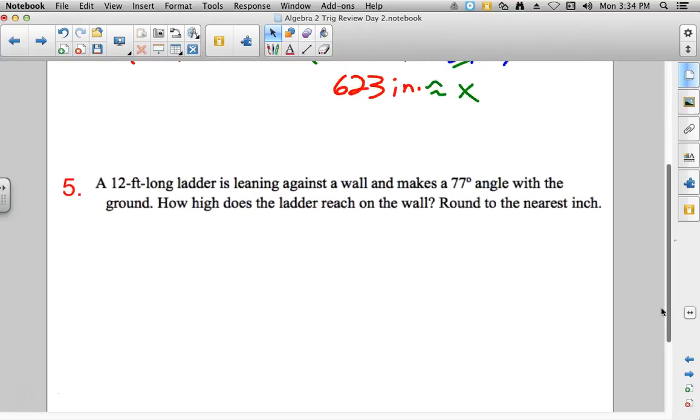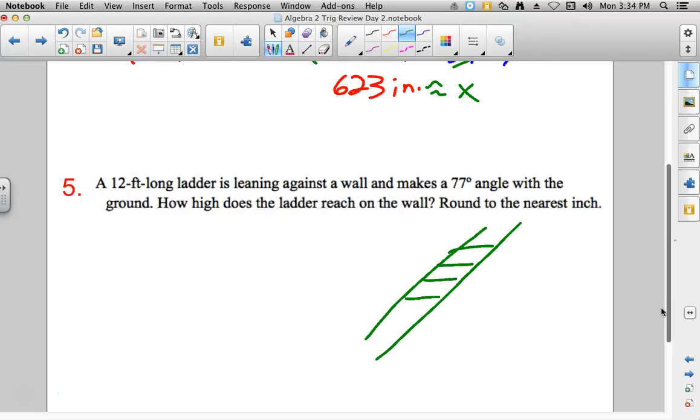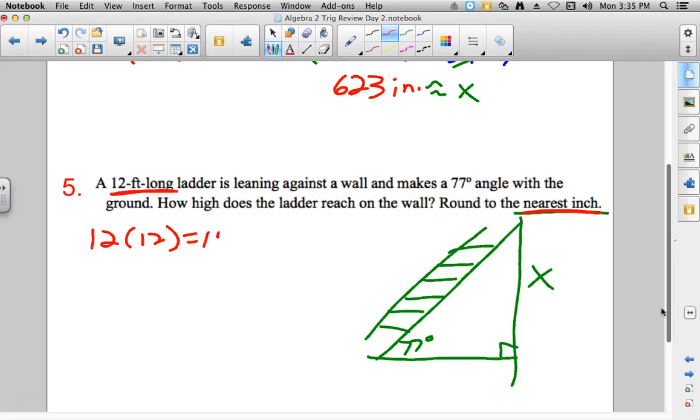Number 5 says a 12-foot long ladder. So here's our ladder. A 12-foot long ladder is leaning against a wall, a little building right there, and it makes a 77-degree angle with the ground. Well, there's my ground, so this is going to be 77 degrees. How high does the ladder reach on the wall? Okay, well, that's this height. And it says round to the nearest inch. So, once again, inches, feet. So we need to take 12 times 12 and get 144 inches to start off with.